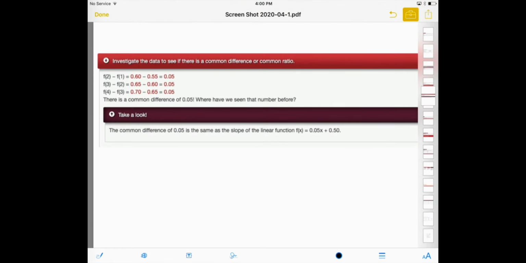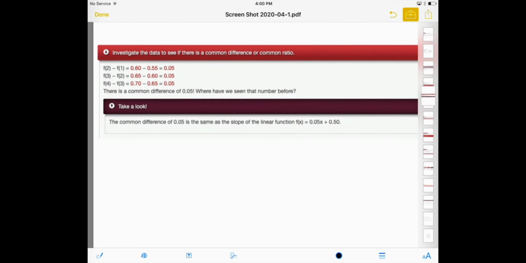Now it says investigate the data to see if there's a common difference or a common ratio. Just like we normally would, we take the second minus the first, the third minus the second, and it looks like there is a common difference of 0.05. We honestly could have guessed this from the beginning. It's the same as our constant rate of change, our m value, or our slope. They all mean the same.